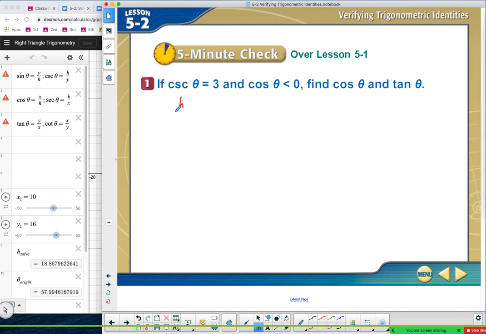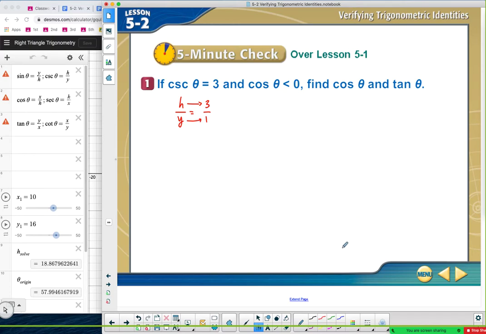I'm going to start by just substituting here h divided by y. Now this number is just a 3, so we can always turn it into a fraction over 1. Here's what this does for me. By rule, h is always positive, so no matter what, this has to be a positive 3. h is positive 3. Well, that means y has to also be positive. We learned last time that you could have a negative and a negative, but since h has to be positive and overall cosecant has to be positive, the y also has to be a positive 1.